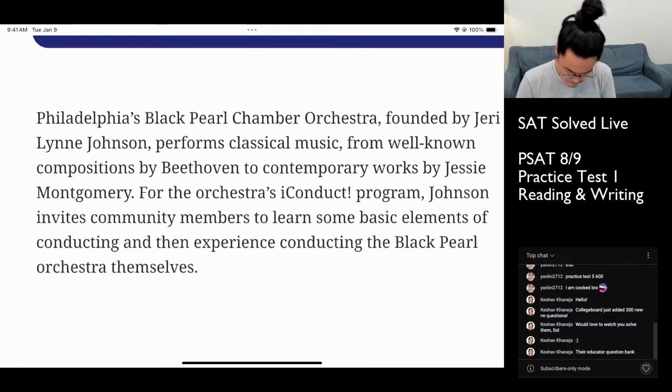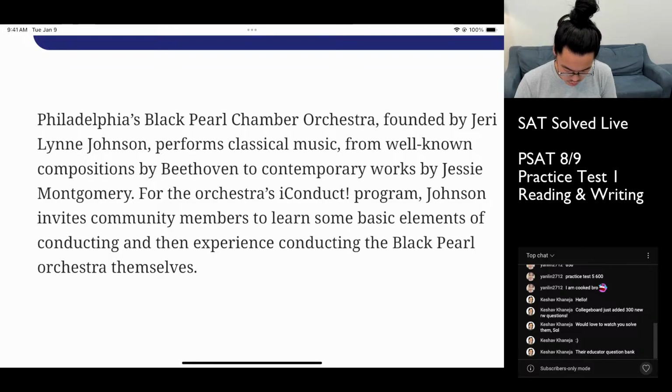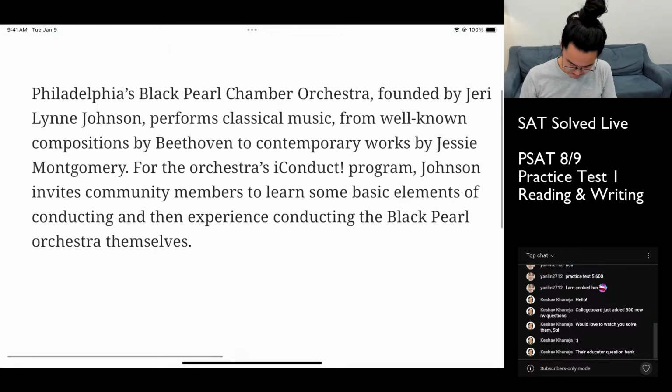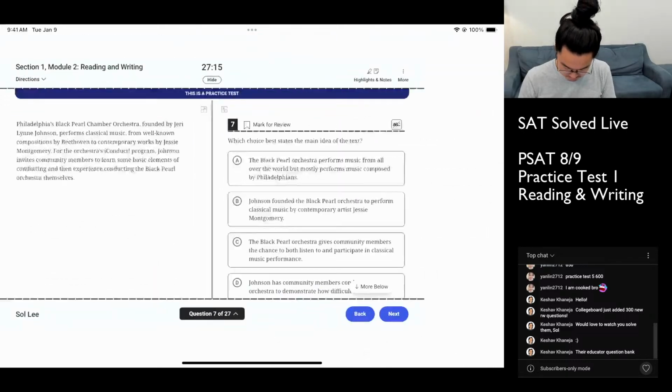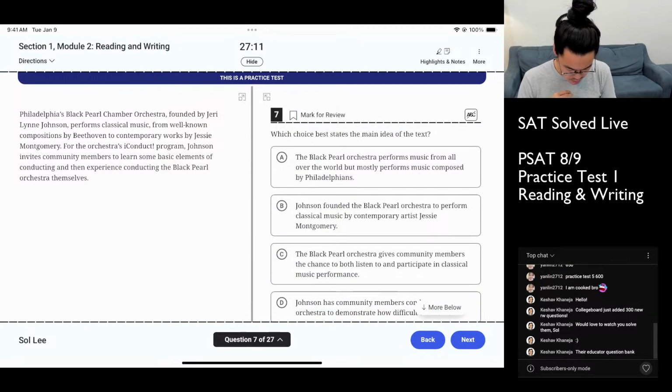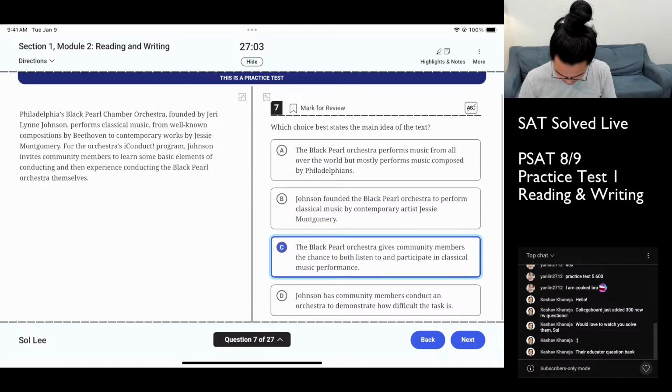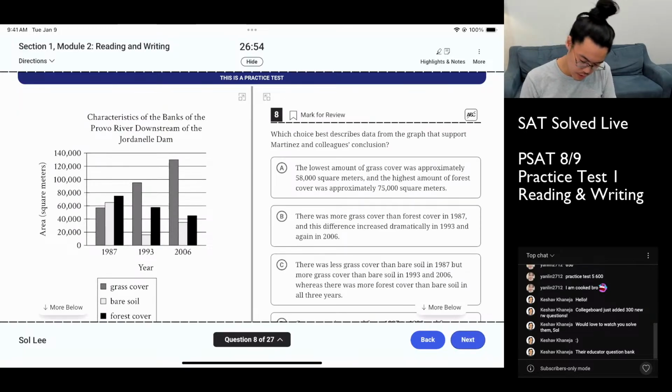Main idea again. Jerry Lynn Johnson. Black Pearl. I conduct. Experience conducting. Oh, that's cool. Main idea. The Black Pearl Chamber Orchestra does this stuff and then does this really cool thing. Okay. Listen to, yes, and participate in, yes, that is correct. Just double check, yeah. I just quickly checked A, B, and D.